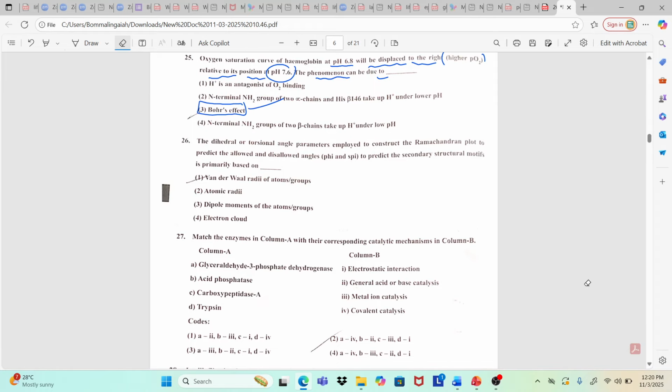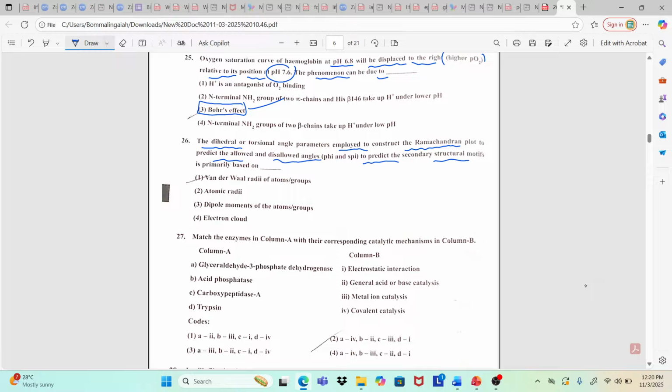It says here the dihedral or torsional angle parameters employed to construct the Ramachandran plot, to predict the allowed and disallowed angles and the secondary structural motifs, is primarily based on. See, commonly questions come on the Ramachandran plot, so you need to know it.